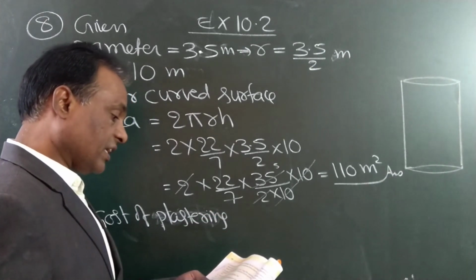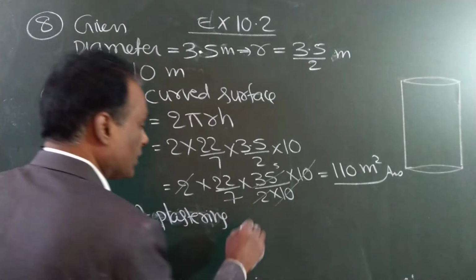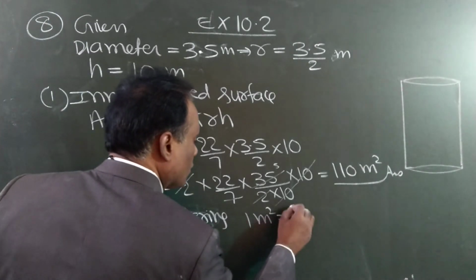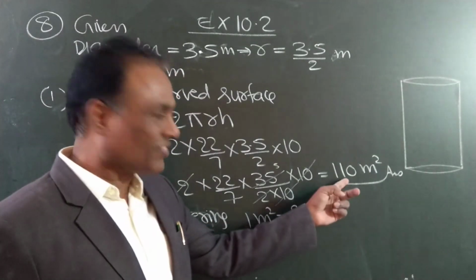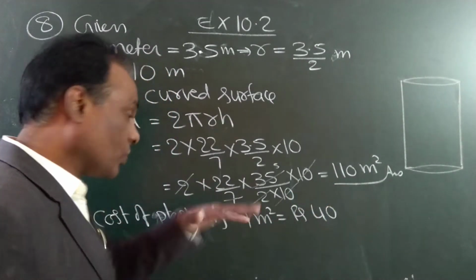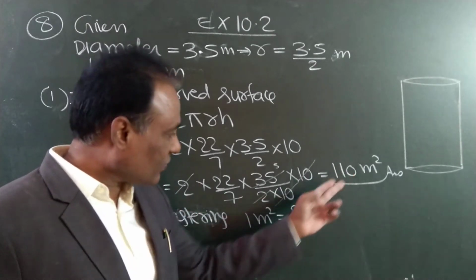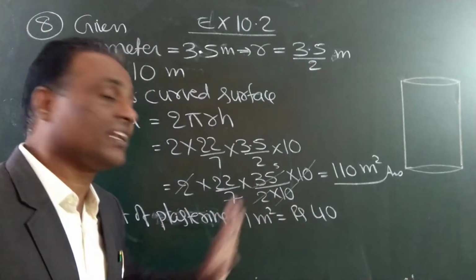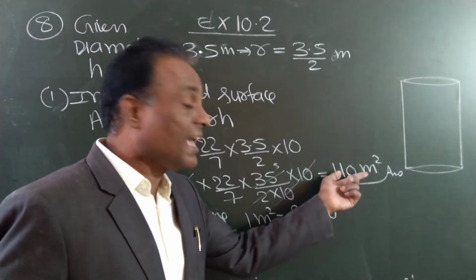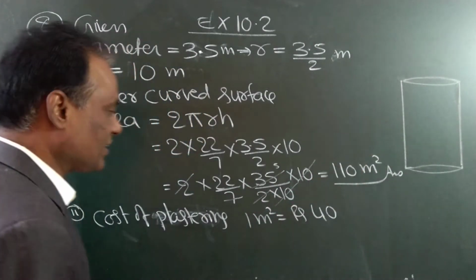Cost of plastering is 40 rupees for 1 meter square. How much area we have to paint? This much area. How much area we have to plaster? This much area. So this into 40. 1 meter square plastering cost is 40 rupees. So this much area, what is the cost of the plastering?